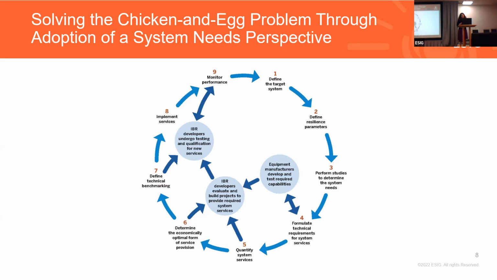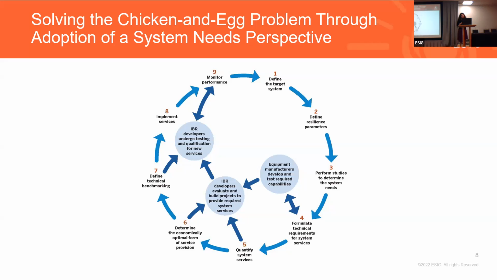And then the next step is to define resilience parameters. So what are the resilience parameters you're trying to achieve? How much load shed can you live with? How often can you allow load shed to happen? What are the costs of that? So you define what are the edges that you can push the system to. And then perform studies to determine, in these conditions, what our system needs.